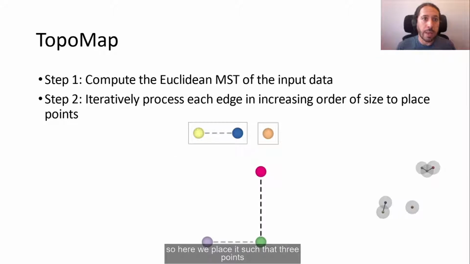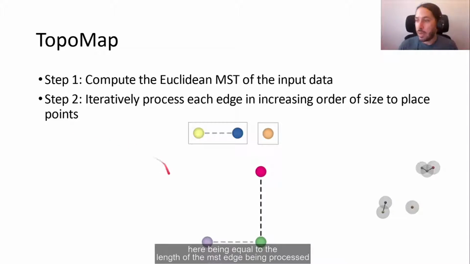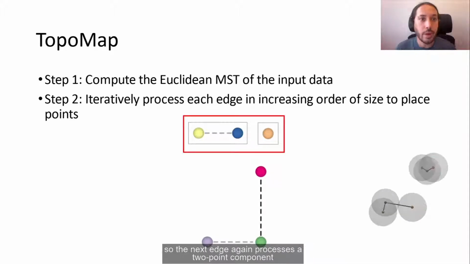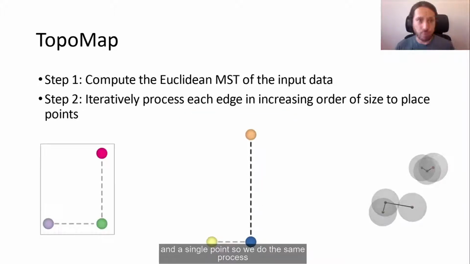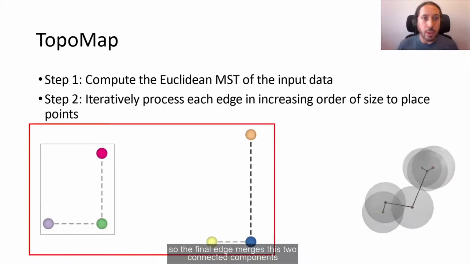So here we place it such that 3 points form a right angle triangle with the new edge lengths being equal to the length of the MST edge being processed. So the next edge again processes a 2-point component and a single point. So we do the same process, and we at this point have only 2 components remaining. So the final edge merges these 2 connected components.